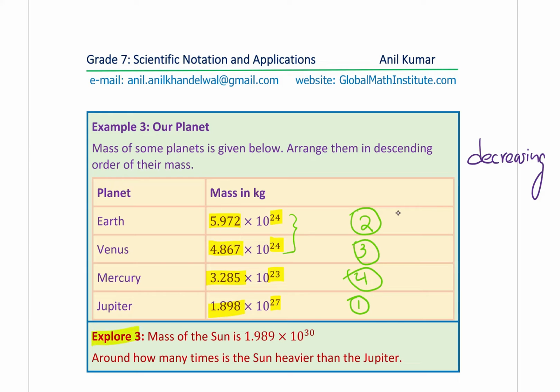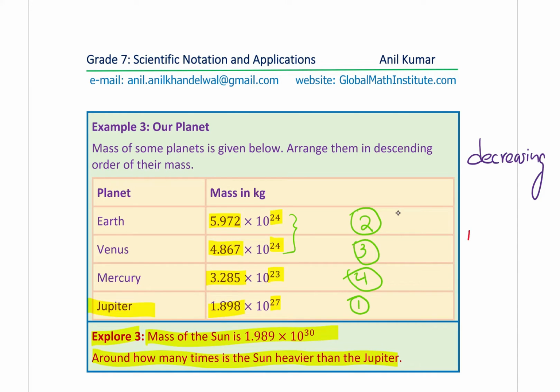Okay, now here is something for you to explore. The mass of Sun is also given to you, which is 1.989 into 10 raised to power 30. And around how many times is Sun heavier than Jupiter? That is what you have to compare. So I'd like you to pause the video and then compare this. That is going to be good exercise.